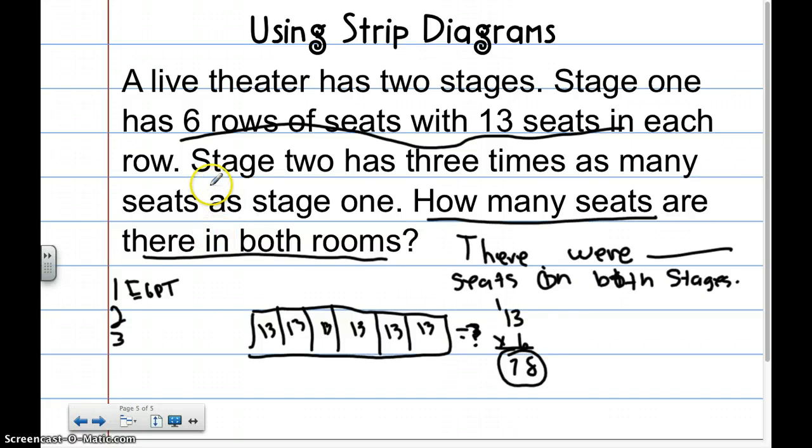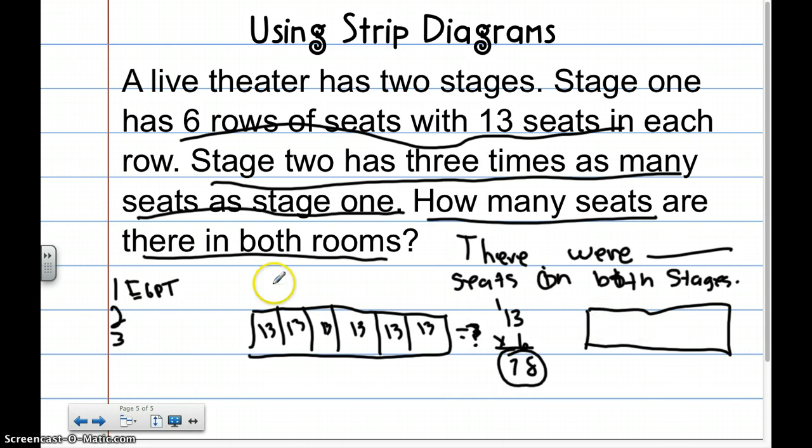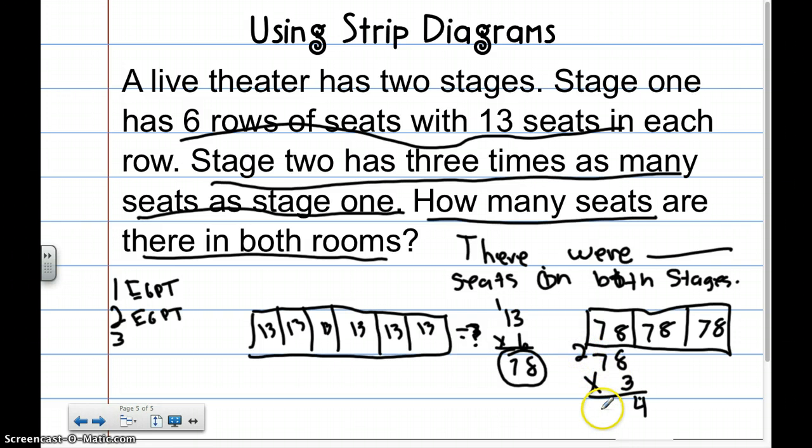Stage 2 has 3 times as many seats as stage 1. So I know that there's going to be 3 times as many for stage 2. So this is going to be another E, G, P, T. Equal groups put together. I'm going to make 3 groups, and I'm going to put 78 together 3 times of equal groups. So I'm going to do 78 times 3. So 8 times 3 is 24. And I'm going to carry the 2. 7 times 3 is 21 plus 2, 21, 22, 23.